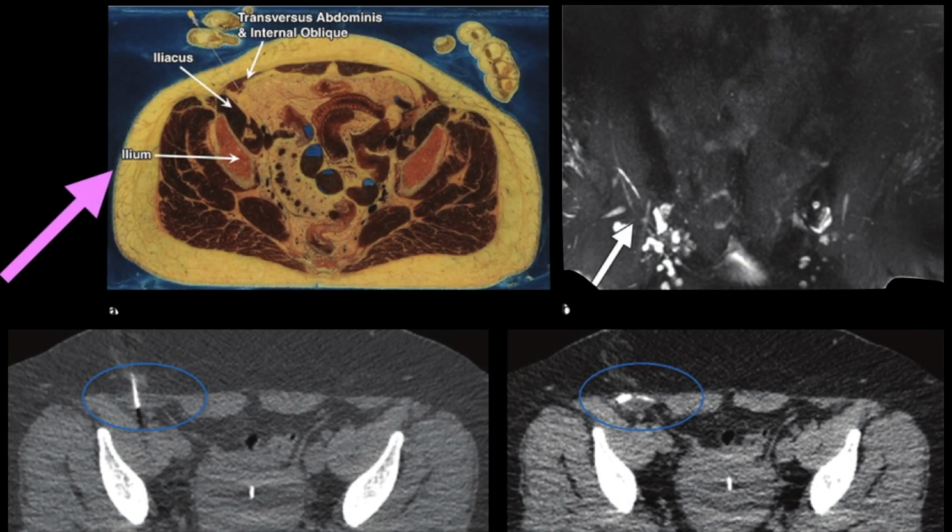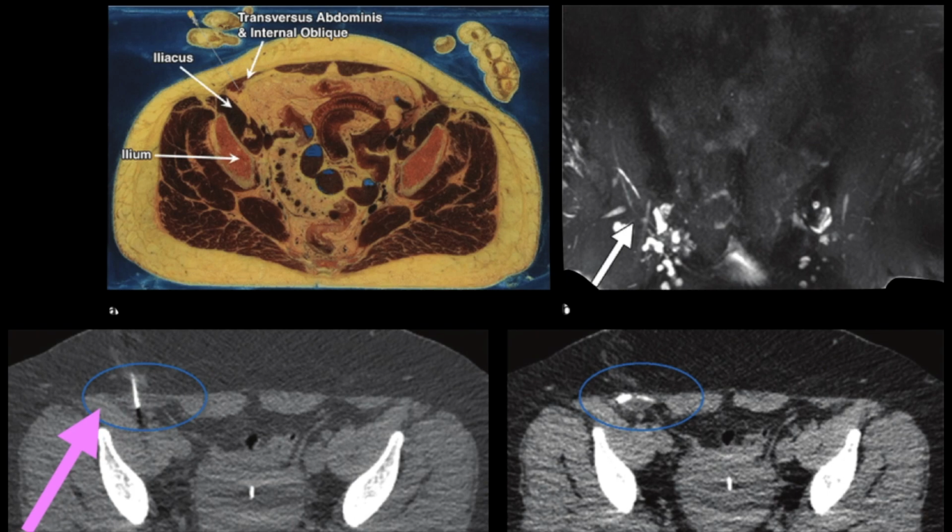This case is a CT-guided ilioinguinal nerve injection. The top left axial cadaveric image shows the expected location of the percutaneous needle tip in relation to the right ilioinguinal nerve and the interspace between the right internal oblique and the transversus abdominis muscles. Coronal MR neurographic imaging shows thickening and hyperintensity of the right ilioinguinal nerve. This was in keeping with neuropathy.